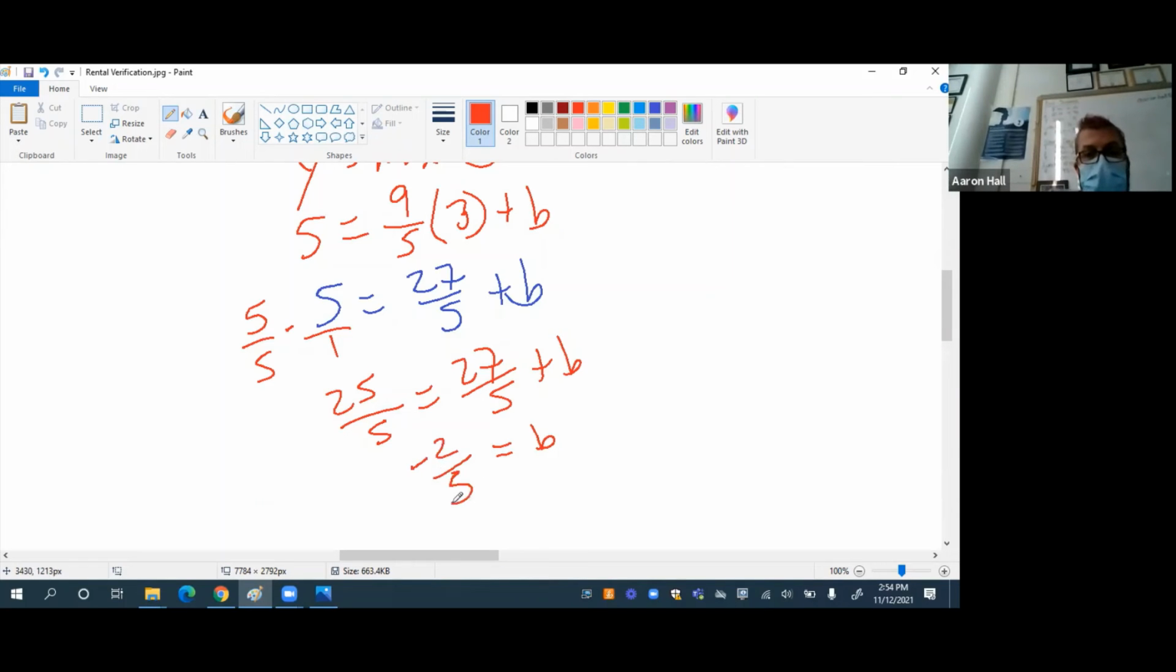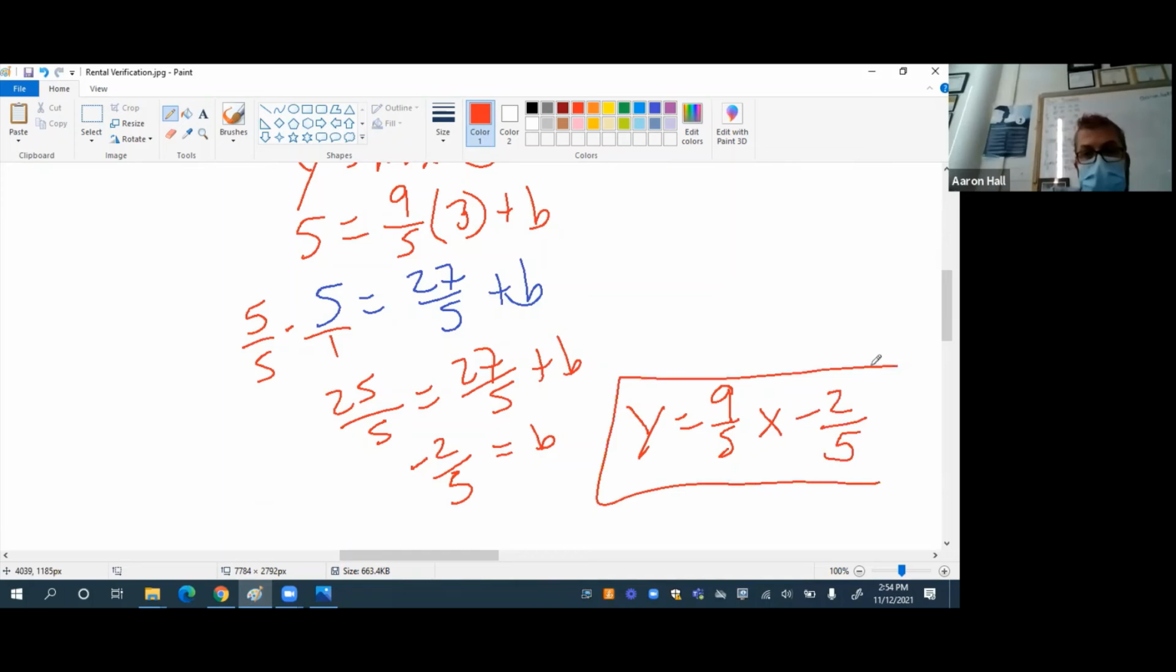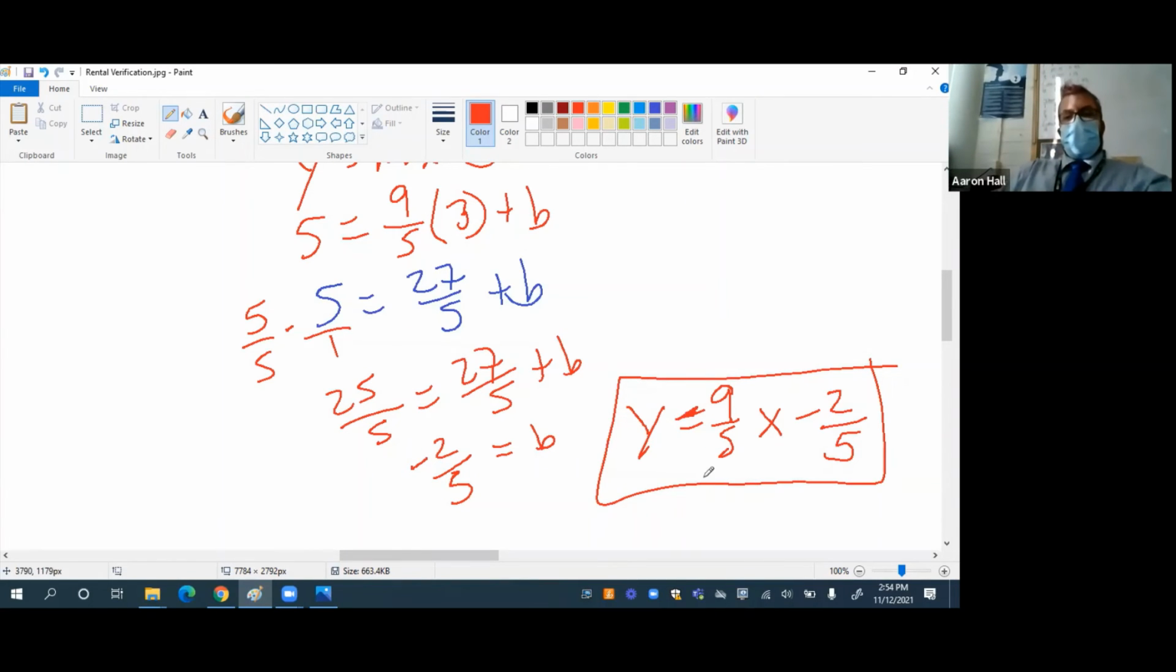-2/5. So our equation then is y equals, our slope was what? 9/5 x, and my b value? -2/5. That is, what did that calculate? The tangent line, yeah, the tangent line where? When x is 3. Let's plug this into Desmos and find out.